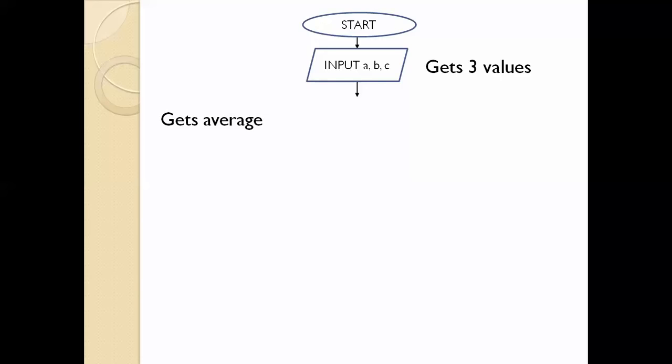So let's get an average. So we need an equation here for getting your average. So we will add A, B, and C and divide by 3 because there are 3 values.